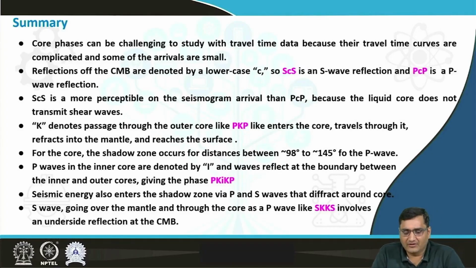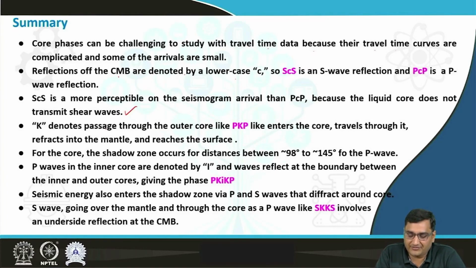So this is the summary of today's lecture. Core phases can be challenging to study with travel time data because their travel time curves are complicated and some of the arrivals are small. Reflections at the core mantle boundary are denoted by a lowercase c. So ScS is an S wave reflection and PcP is a P wave reflection. ScS is more perceptible, or more prominent, on the seismogram than PcP because the liquid core does not transmit shear waves.